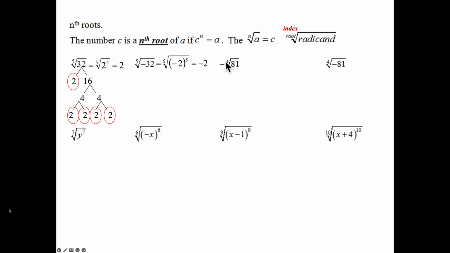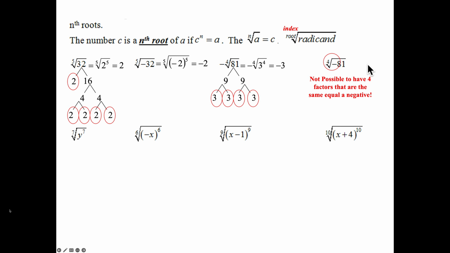Negative 4th root of 81. Break the 81 down: 9 and 9. A pair of 3's in each 9. There are 4 3's. That's 3 to the 4th power. The 4th root of 3 to the 4th cancels out and gives me the 3. Then multiply that negative to it. Now, if I put the negative on the inside of a 4th root, that cannot be possible. 4 negatives multiplied together must equal a positive. There's no way this can be done.